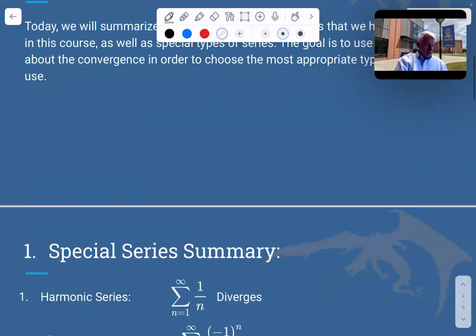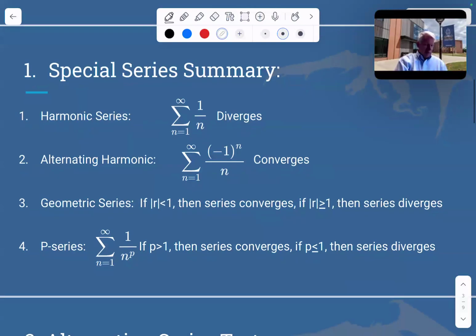The first one is the special cases, and these are ones that honestly you should know. The harmonic series diverges. The alternating harmonic series oscillates and actually converges. The geometric series, if you have this ratio and it's less than one, you know it converges. And then a p series: if you have 1 over n to the p and p is greater than 1, then the series is going to converge as well.